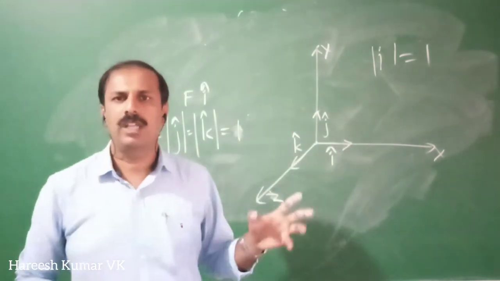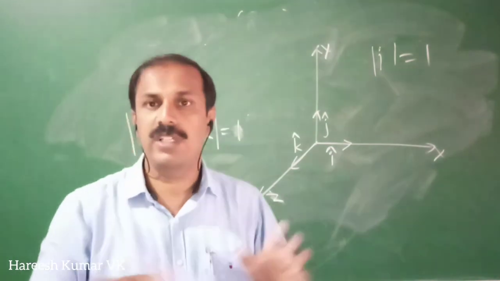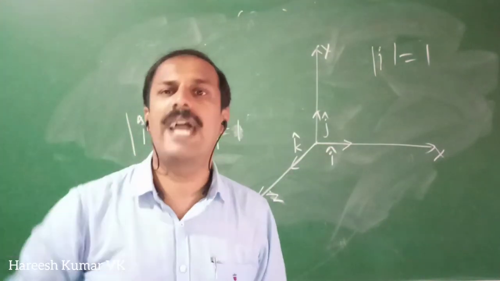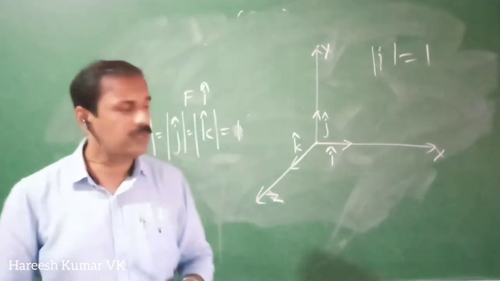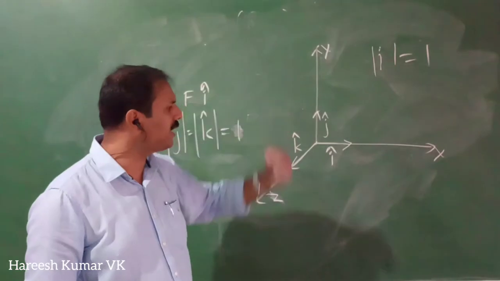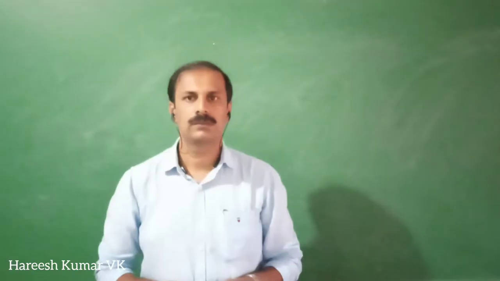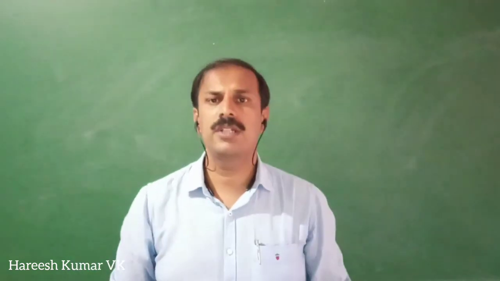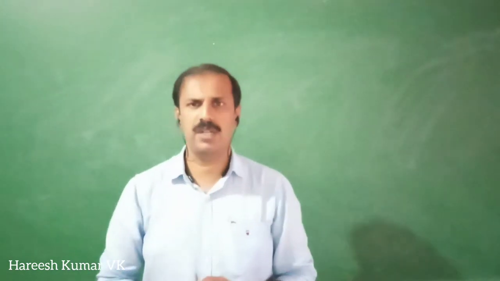So if the displacement is 10I, it is along x axis. If it is 20j, then it is along y axis. That's how we will mention the unit vector. So the unit vector along x axis is I, along y axis is j, and along z axis is k. Now we discussed the vectors along x axis, y axis and so on.